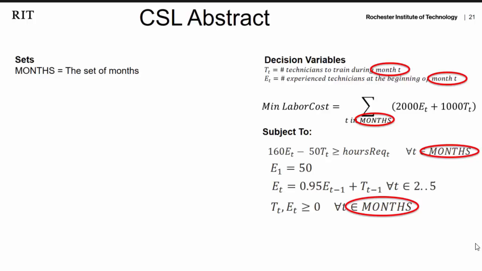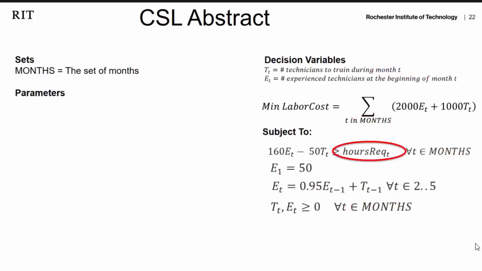And then we also have some parameters. One parameter that we know about is this hours required sub t. So we want to specify that over in a parameters section. In our parameters section, we can write something like hours required sub t, and then give it a definition. It equals the number of hours required in month T. And we have one of those for every single month.